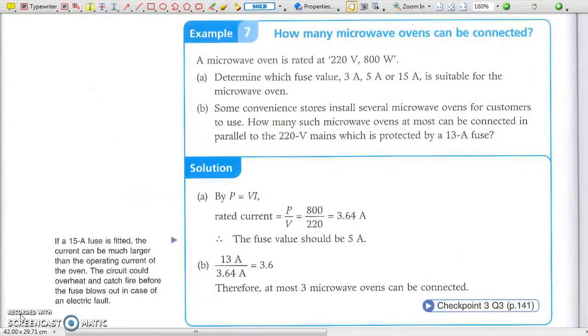Example 7. How many microwave ovens can be connected? There are a lot of microwave ovens in our tuck shop. We cannot simply connect them all to a single 13A socket. An 800-watt microwave oven has a rated current of 3.64A. So we can at most connect 3 of them to the 13A socket. In fact, we connect only 2 to the single socket at the tuck shop, as the power of some microwave ovens are higher than 800 watts.